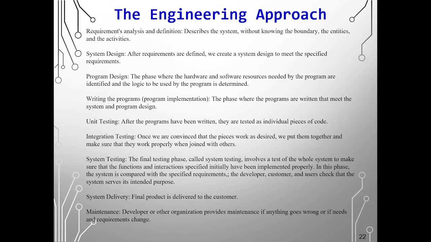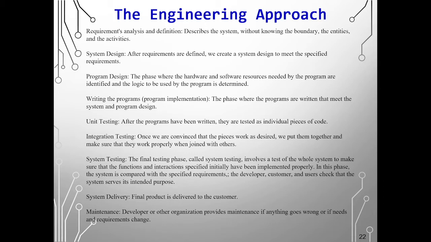Then we have writing the program, which is the phase where the software developer writes the program that meets the system and program design. Afterwards, we have the testing phase, which first starts with unit testing, which after the programs have been written, they are tested as individual pieces of functions, which could be testing objects, testing separate functions before testing everything together. Then we have integration testing, which is once we are convinced that each piece works as desired, we put them together and make sure that they work properly when joined with others.